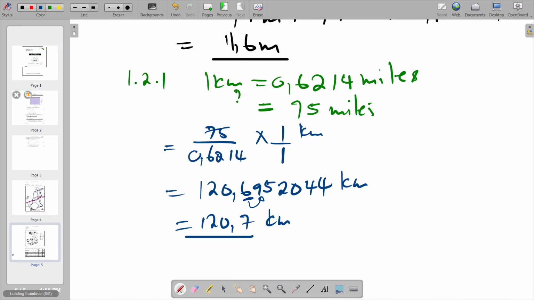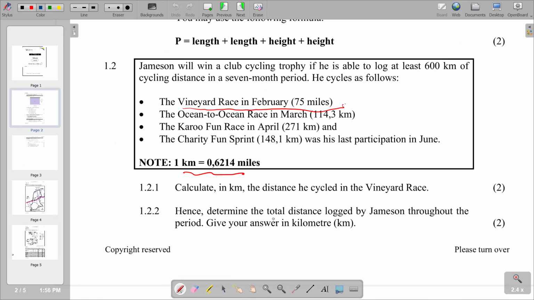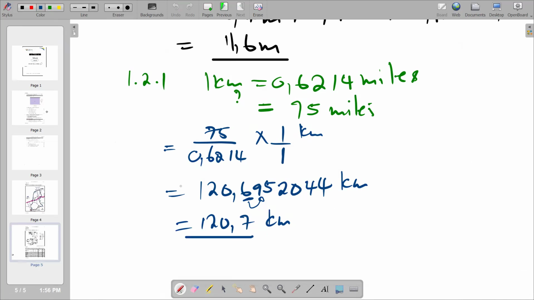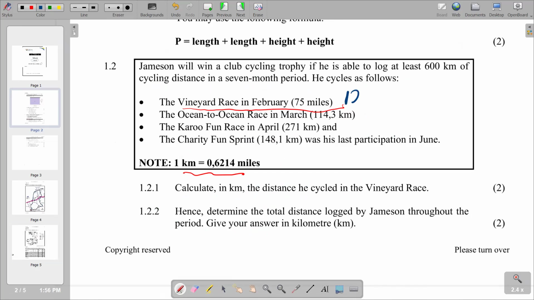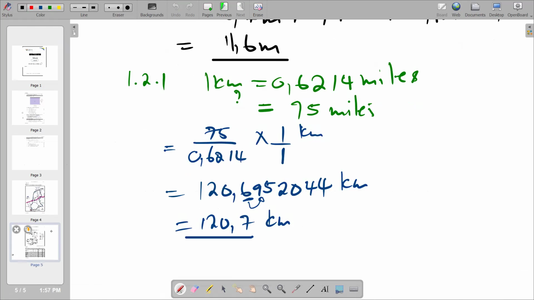So check in terms of the next question that we have, which says, hence determine the total distance logged by Jameson throughout the period, give your answer in kilometers. So throughout the period, we are going to add the one for vineyard, which we got as 120.7 kilometers. And then we add 114.3 kilometers. We add 271 kilometers. We add 148.1 kilometers. So that's what we are going to calculate, which is now 1.2.2.